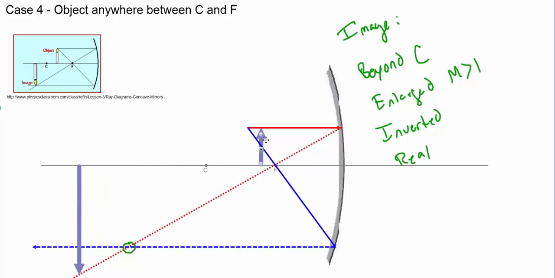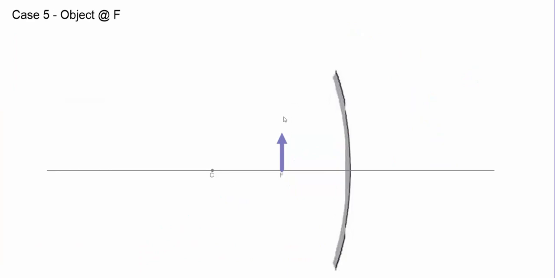Case 5, we're going to place that object at F. And I want to know what is going to happen to the image. Well, let's take a look at it. So the object is at F. Well, we know at least one ray, and this one is also very difficult to draw. I encourage you to really take your time. We know at least one ray will approach the mirror parallel, and it will reflect through F.